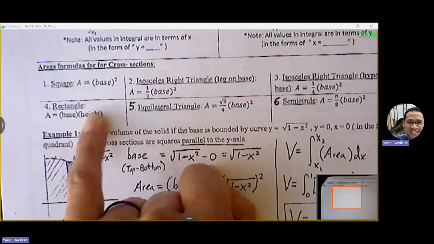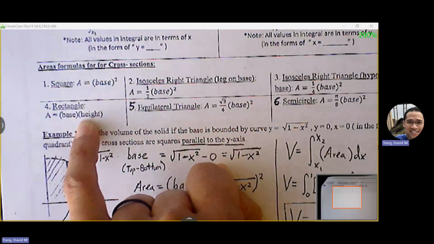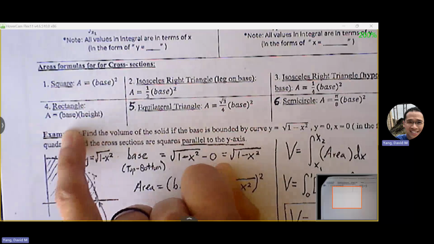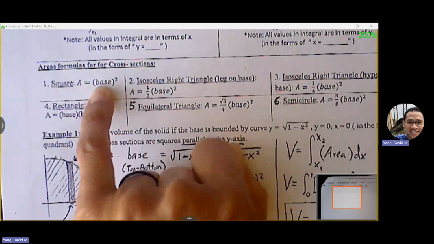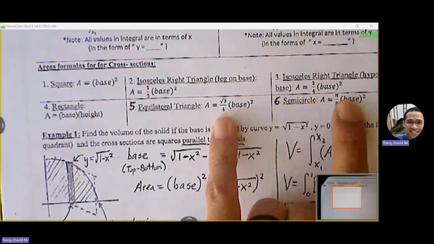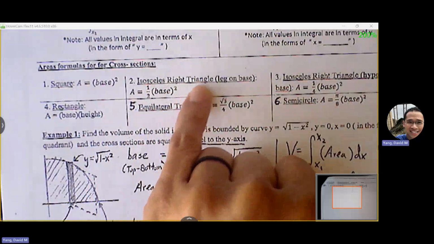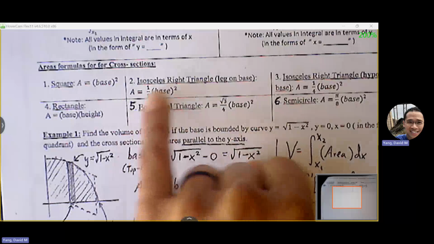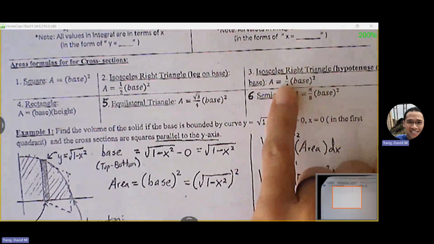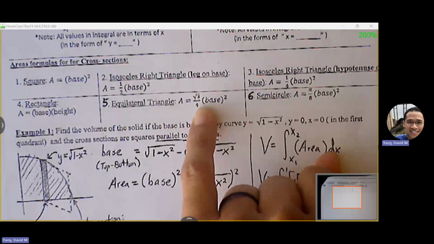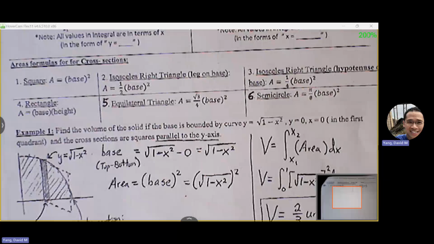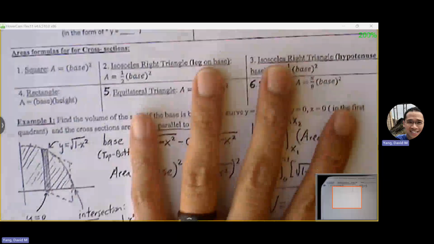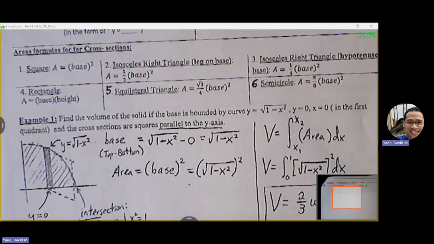Rectangle is base times height. If it's a rectangle, the height will be described to you in the problem. We'll look at some problems where the height is described, but we know rectangle is base times height. We know square is base squared, and everything else we just have to worry about memorizing the coefficient in front of the base squared. So isosceles right triangle with leg on the base is 1/2 base squared. Isosceles right triangle with hypotenuse on the base is 1/4 base squared. Equilateral triangle is √3/4 base squared, and a semicircle is π/8 base squared. So most of the formulas are base squared. Just have to worry about memorizing the coefficients.